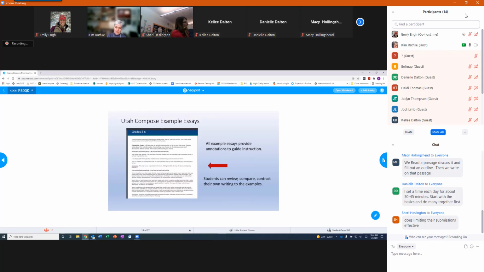They also provide some annotations that will help you guide some instruction. So if you're a new teacher or you're unsure about teaching writing, because everybody has specialties, I mean, I'm not a math teacher for a reason, it does give you some annotations with suggestions that you could use as an example. When I print the essays, though, I do not put the annotations on it. I just give them the essay.